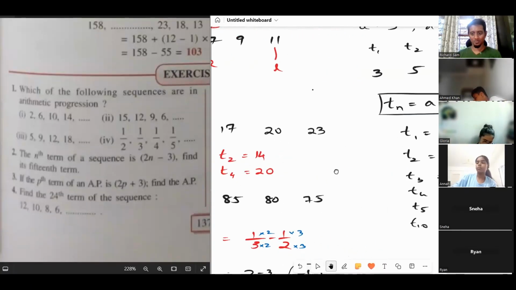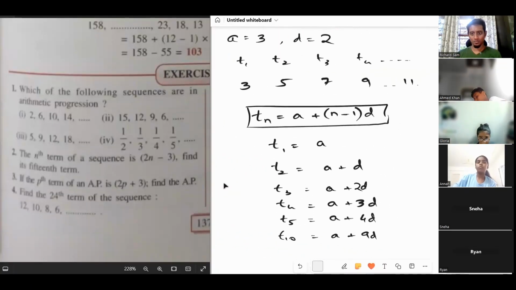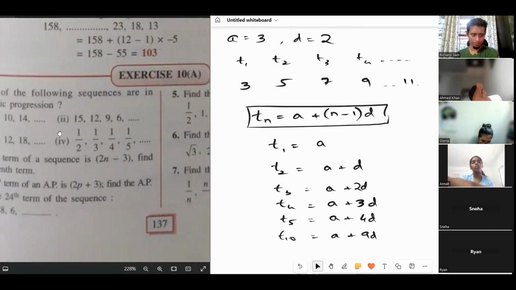Now, what if we get any number in minus? You can apply those minus values also in the formula. The d value will be minus. Yes, d can be negative, A can be negative, but n will not be negative because n is the number of the term. It will be positive. But everything else can be negative. A and d can be negative.